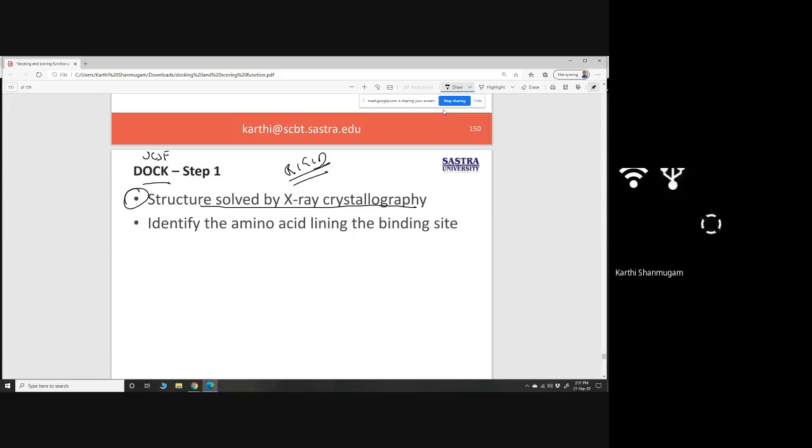Once you have the 3D structure of the drug target, the very next step is we have to identify the amino acids lining the binding site. Okay, if we simplify this, the very next step is we have to identify the binding site.